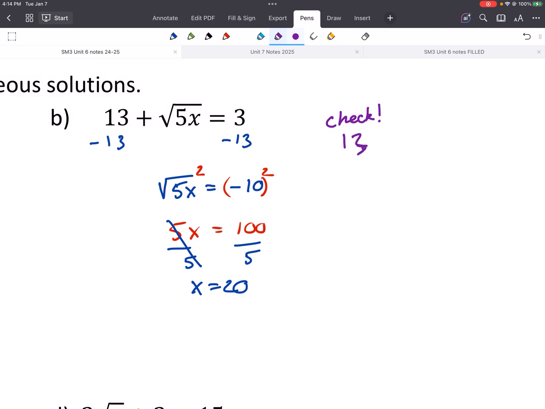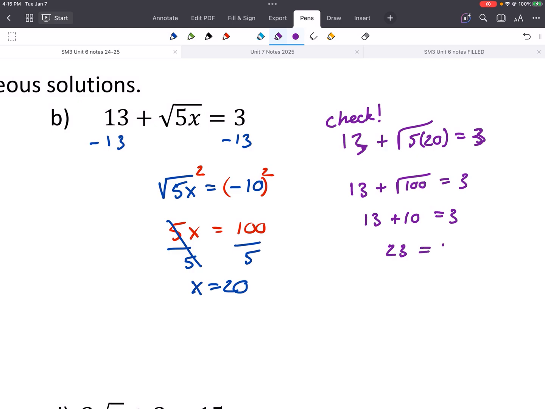Sorry, that's a 13. So 13 plus the square root of 5 times 20 is equal to 3. And we just want to simplify and make sure that that is actually valid. So 13 plus the square root of 100 equals 3. And then 13 plus 10 equals 3. And 23 equals 3. So is that true? Is 23 equal to 3? It is absolutely not. So x equals 20 is not a solution. It's an extraneous solution.